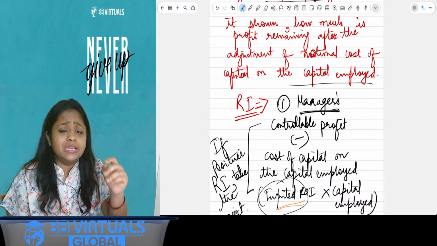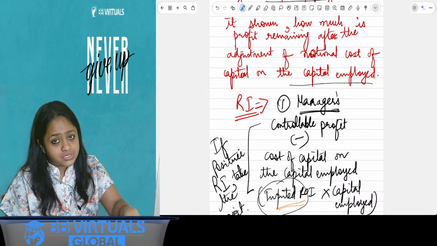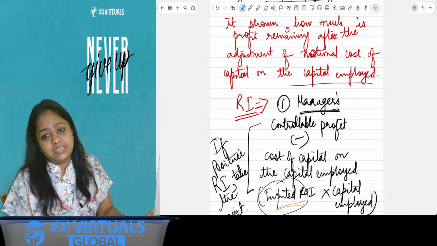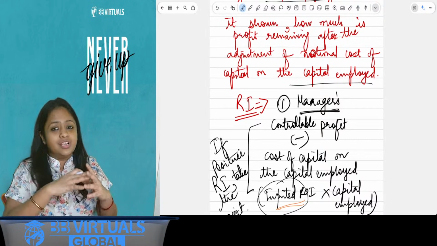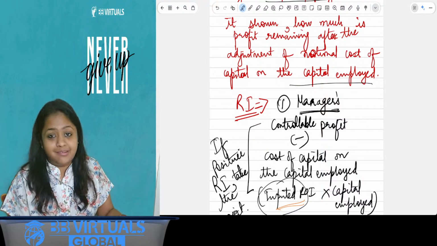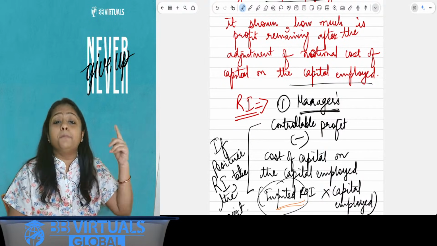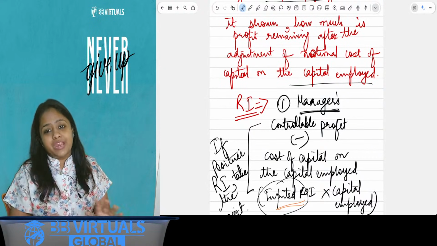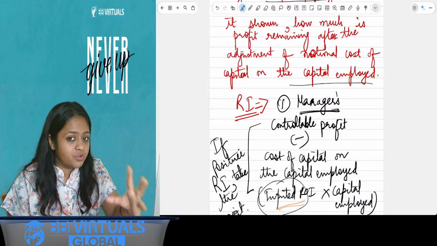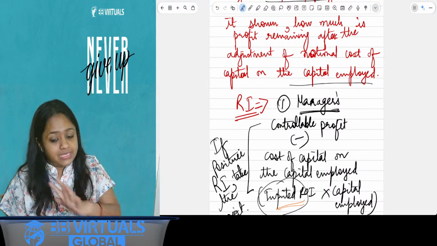So the baseline is very simple. If your residual income is positive, accept the project. Residual income is negative, reject the project. That's all. It doesn't matter how much is your residual income, what is the standard residual income, there is nothing like this. Because on ROI, we compare the percentage with the divisional percentage. RI life is very simple. Accept the project with positive RI, reject the project with negative RI.